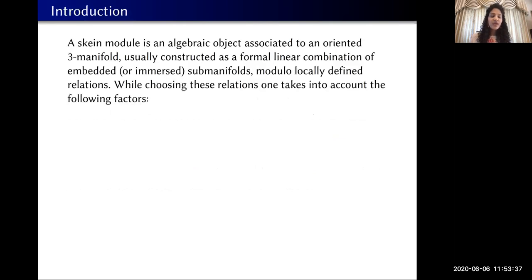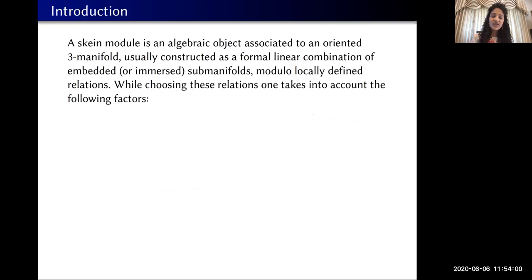Okay, so let's start. Skein modules were introduced by Józef Przytycki in 1987. And what is a Skein module? Well, in the most general setting, a Skein module is an algebraic object associated to an oriented three manifold, and it is usually constructed as a formal linear combination of embedded or immersed submanifolds, modulo some locally defined relations.